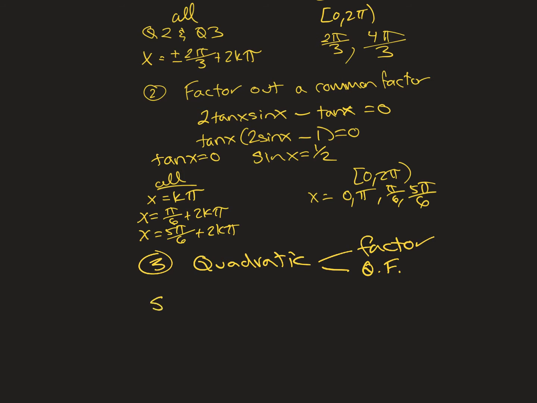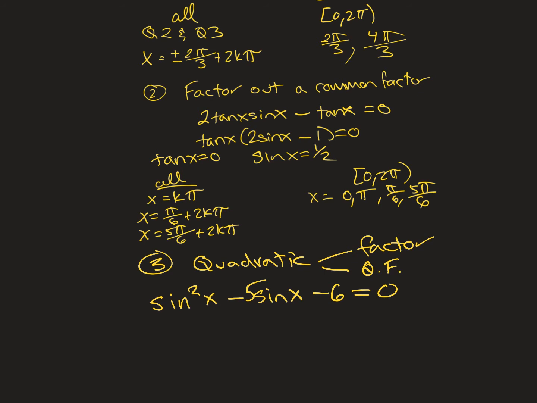What if I had sine squared x, making something up here, minus 5 sine x, minus 6. Okay, so I notice I have a trig function that's squared and one that is not squared.